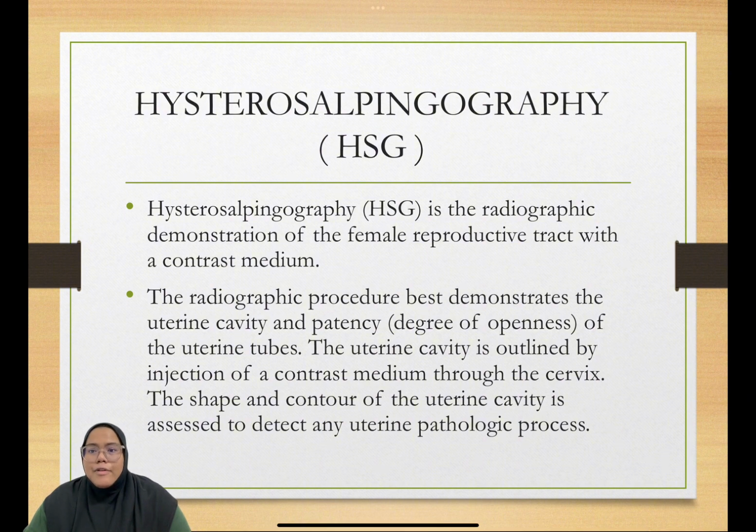The radiographic procedure best demonstrates the uterine cavity and patency of the uterine tubes. The uterine cavity is outlined by injection of contrast media into the uterine cavity. The shape and contour of the uterine cavity is assessed to detect any uterine pathologic disease.